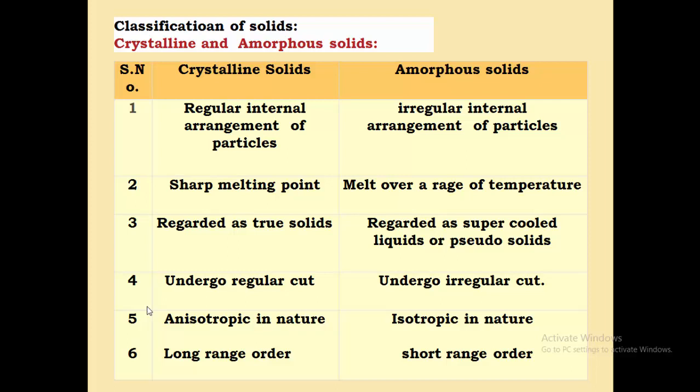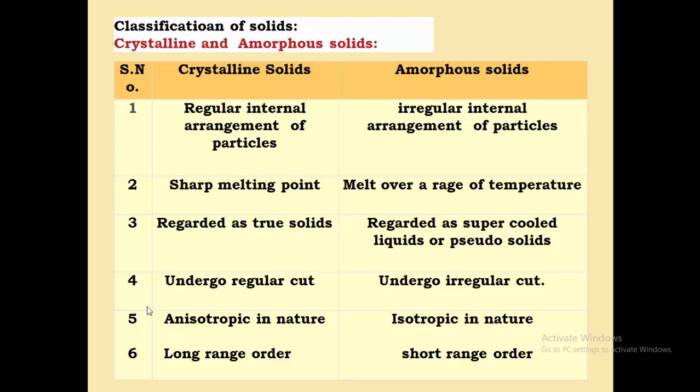Now these solids, based upon the nature of order of arrangement of particles, are classified into crystalline solids and amorphous solids. So how the particles are arranged in a given solid is the basis on which crystalline solids and amorphous solids are classified. So what are crystalline solids and what are amorphous solids? Let's see the difference between these kinds of solids.